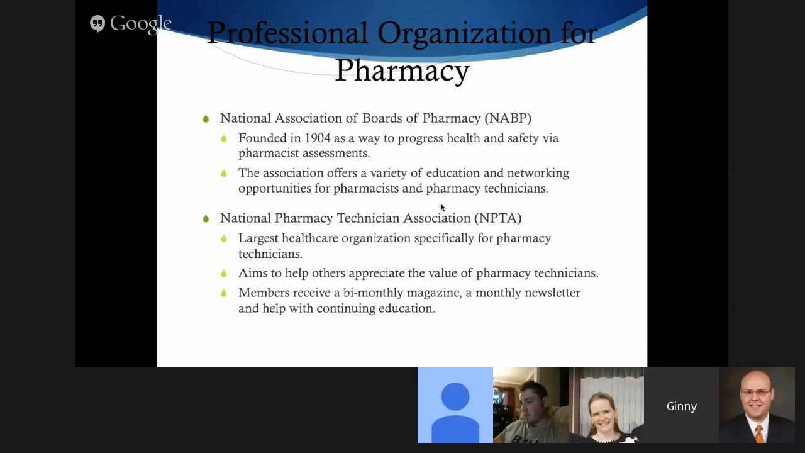Professional organizations for pharmacy, there's two of them right here. The National Association of Boards of Pharmacy, which was founded in 1904 as a way to progress health and safety via pharmacist assessments. Their association offers a variety of education and networking opportunities for pharmacists and pharmacy technicians as well. Then you also have the National Pharmacy Technician Association, the largest healthcare organization specifically for pharmacy technicians. They aim to help others appreciate the value of pharmacy technicians, and the members receive a bi-monthly magazine, a monthly newsletter, and help with continuing education opportunities.